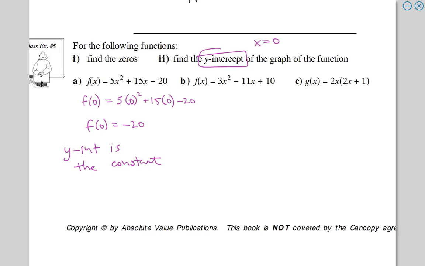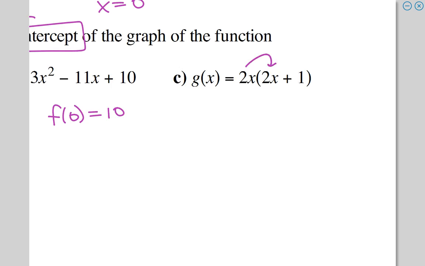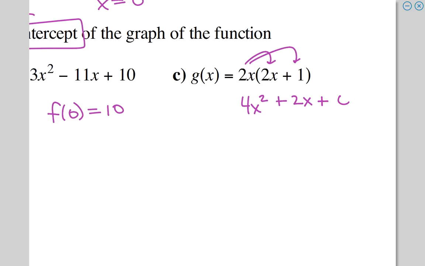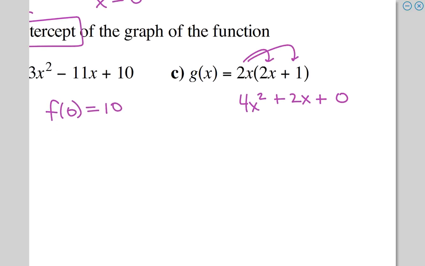So what's the y-intercept for the next question? So f at 0 would equal 10. Now what's the constant in part C? And don't say 1. Very nice. You have to FOIL. So come in here, you get 4x squared plus 2x. What's the constant? Yeah, you're right. There's a 0 there. So if you don't have a constant, it's because it's 0. So that's your y-intercept. So g at 0 is 0.